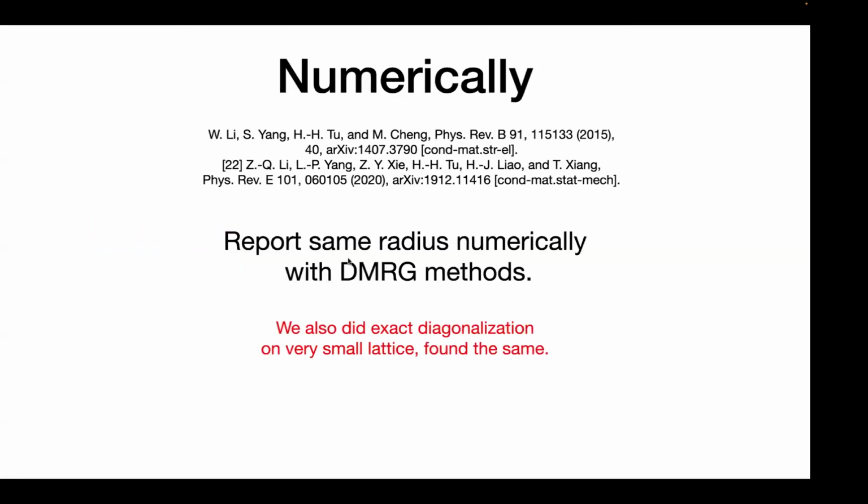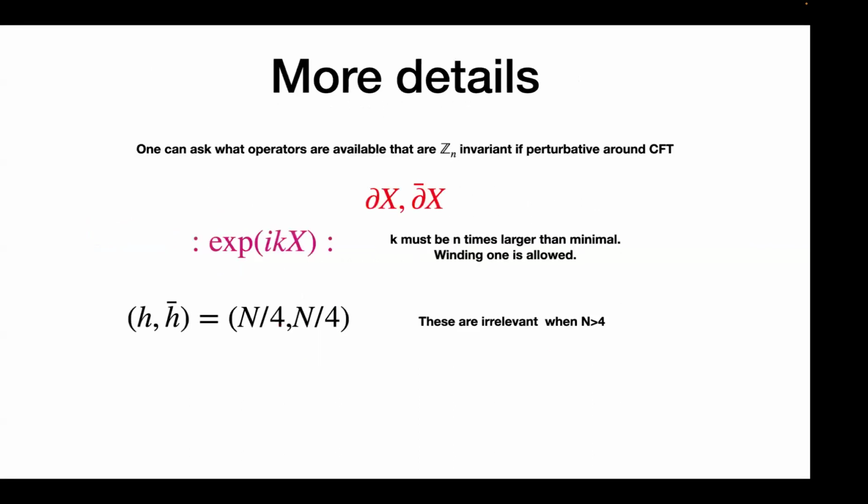Okay, people have done it numerically. People report the same result numerically with the emerging methods, and we also did exact diagonalization on a very small lattice and found the same. Okay, now you can ask, if you're in this conformal field theory and you have this symmetry, since the lattice in the UV is not conformal, you might have some deformations of the theory, but they have to be Zn invariant. And then they also have to preserve the non-invertible symmetry.